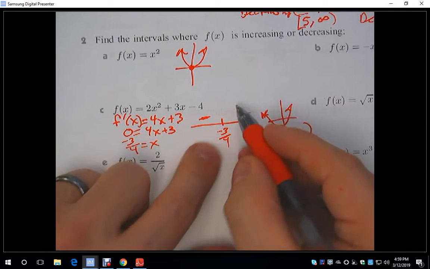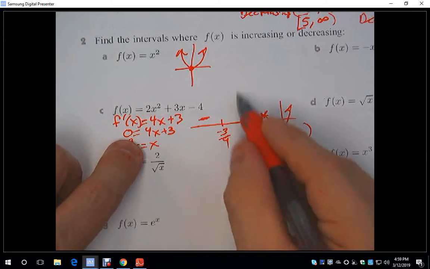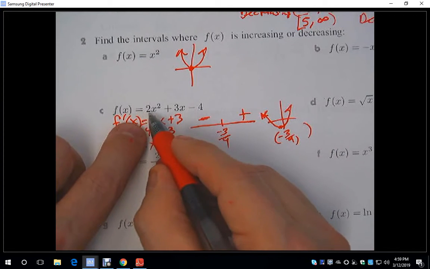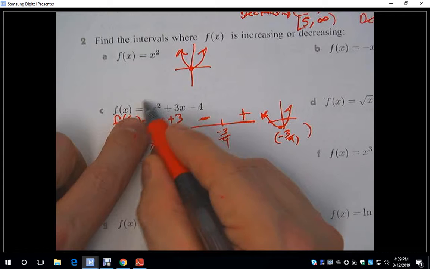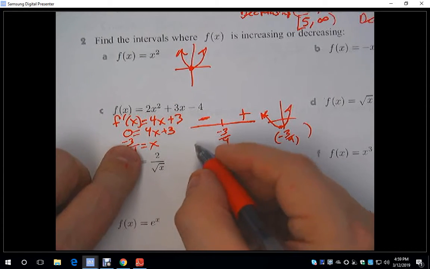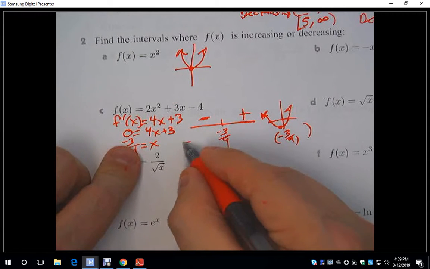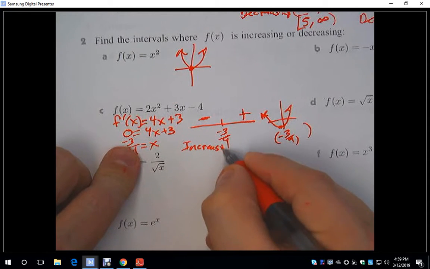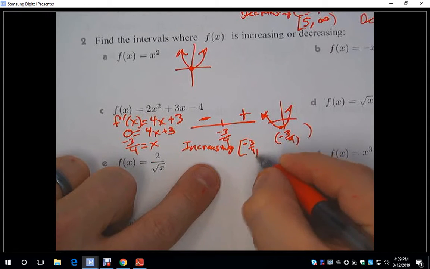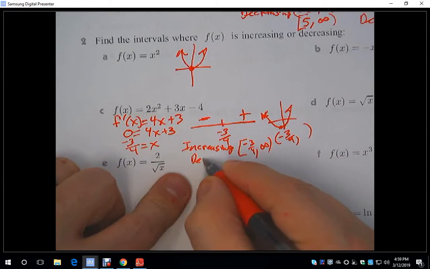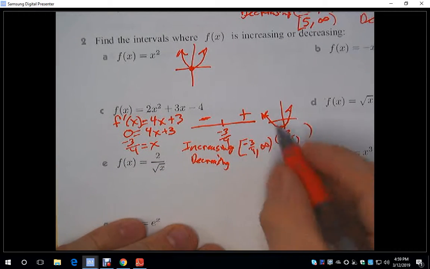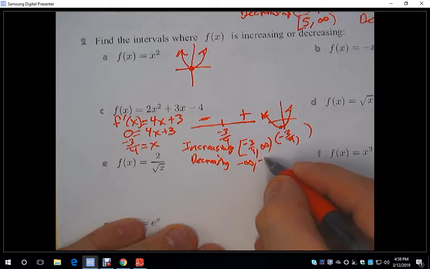becomes positive. Another way we should have known that this is a parabola that opens up is that the leading term here is positive. If we have 2x squared, that is going to be a positive value. So we are going to be decreasing, well, let's start with increasing. Increasing from negative 3/4 to infinity, and decreasing from negative infinity to negative 3/4.